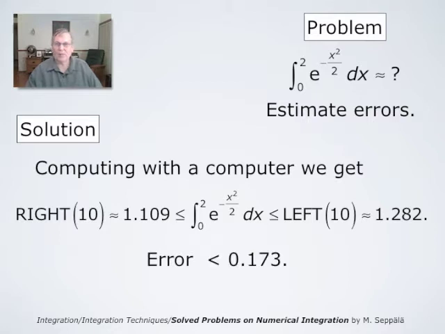But the difference of these bounds is 0.173, so we can say only that the value of the integral is between these bounds, but the error may be rather large. It is bounded by the difference of these bounds, which is 0.173. We need to use better methods.